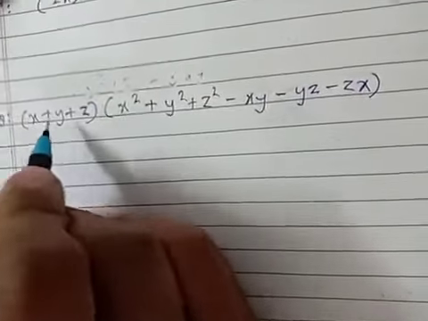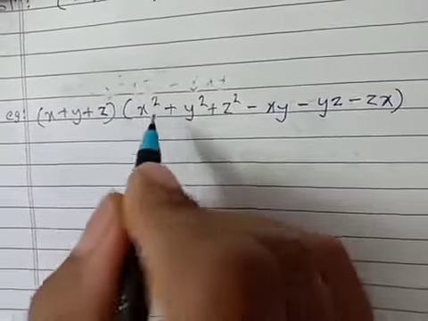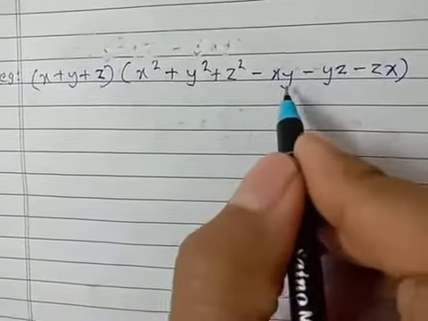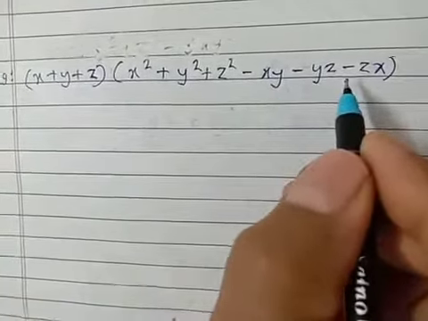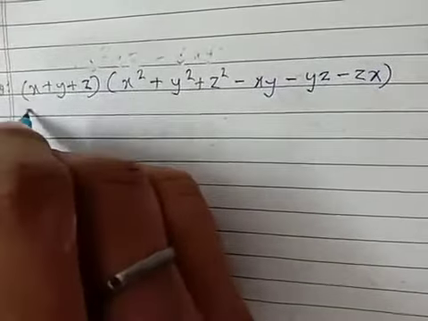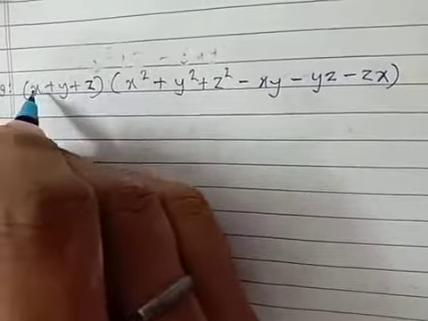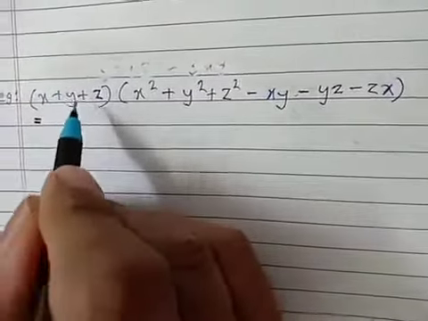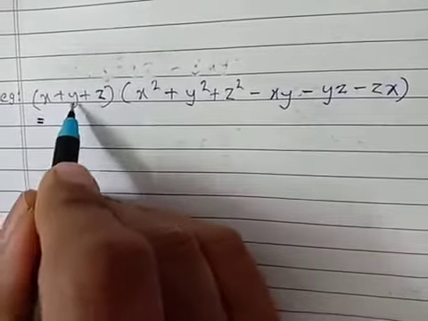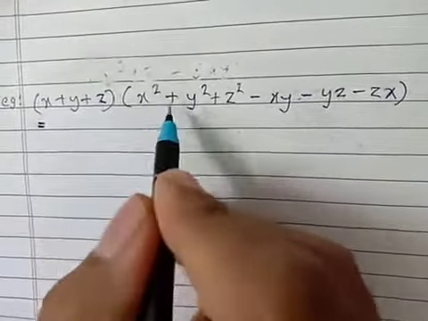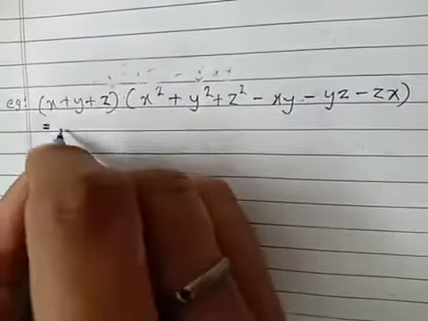Now let's solve this. x plus y plus z into x square plus y square plus z square minus xy minus yz minus zx. So how will you solve this? You will multiply x with each and every term of this, then you will multiply y with each and every term of this, and z also has to be multiplied with every term. So let's do x first.